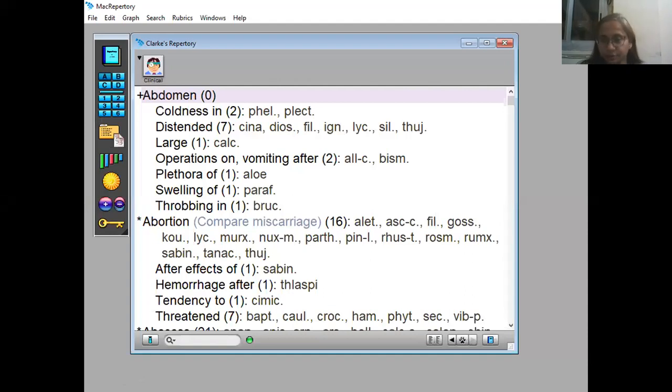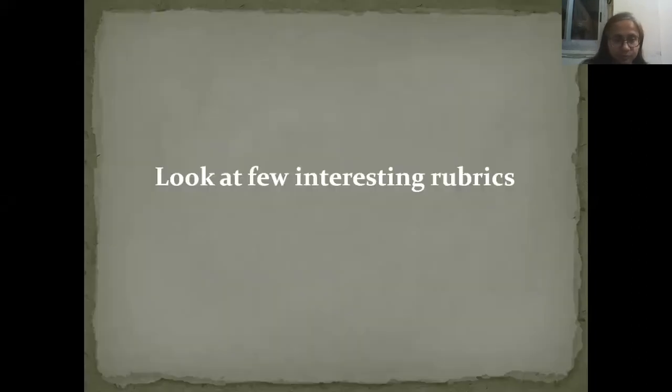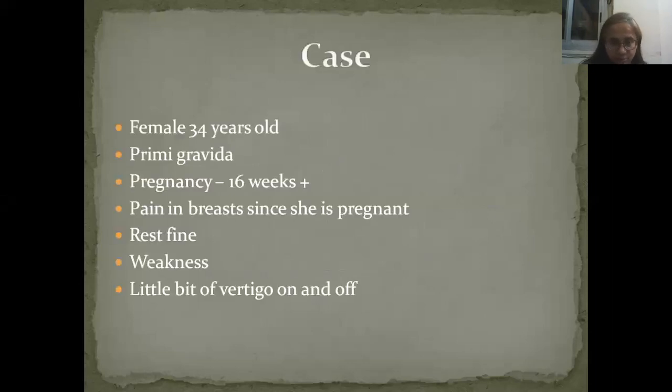So look at this. This is how it looks. It is an alphabetical repertory. For example, in abdomen, you can see the subrubrics: abdomen coldness, abdomen distended. There are 7 remedies, but these 7 remedies, or whatever remedies are given here, are mostly indicated for that kind of condition. Let's look at a few interesting rubrics. I will show you one case where you will understand how you can use this repertory. This was a female of 34 years old. She was a primigravida, pregnant for the first time, with a pregnancy of 16 weeks.